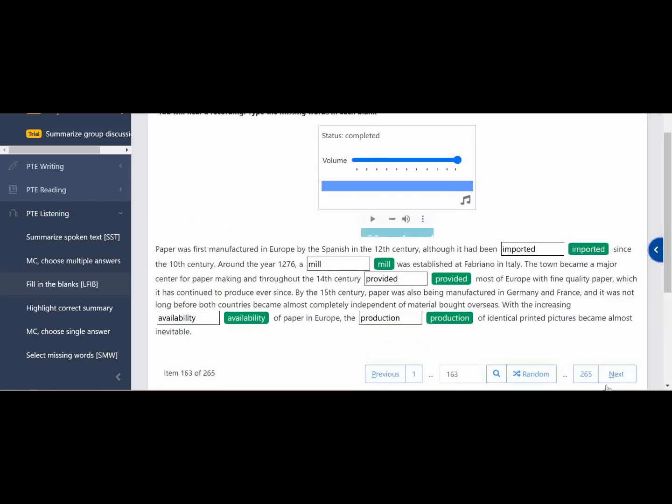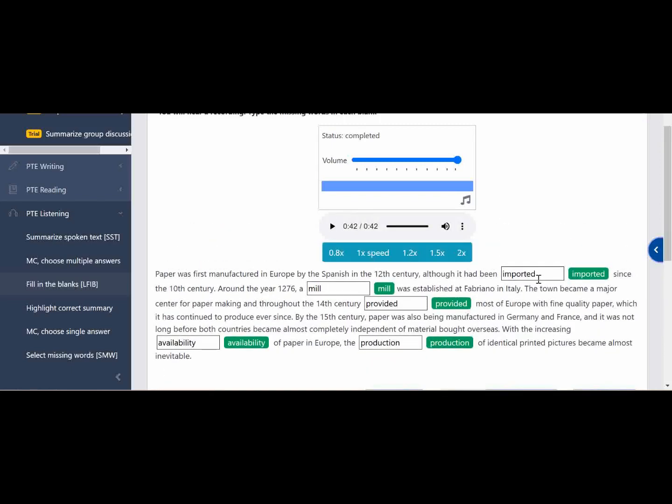So let's check the answers first. Imported, mill with double L, provided, then availability. Check your spelling of availability because most of the students get confused. A-V-A-I-L-A-B-I-L-I-T-Y. So first you have to write availability. Next one is production.